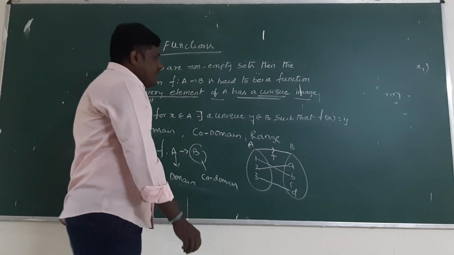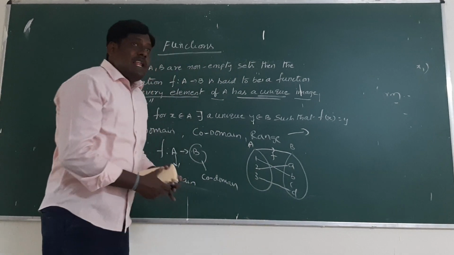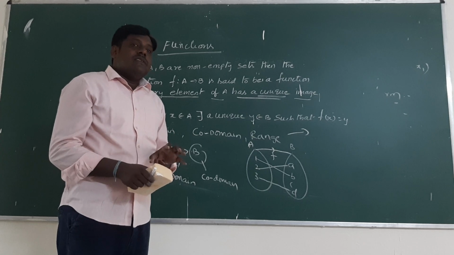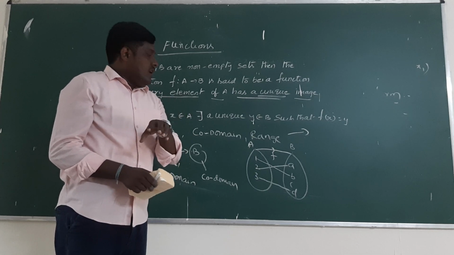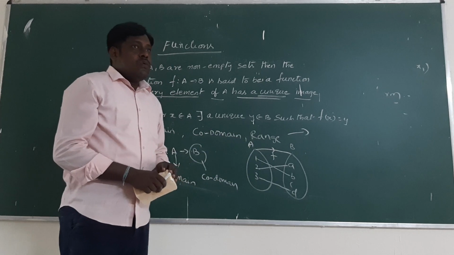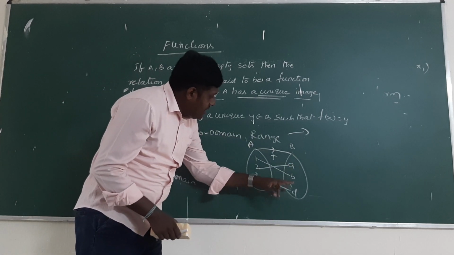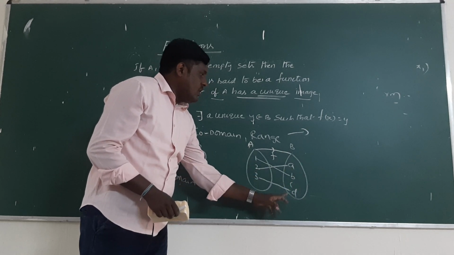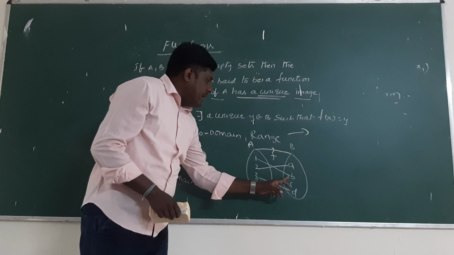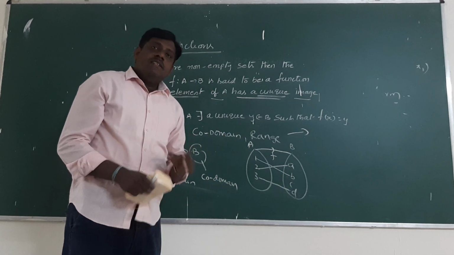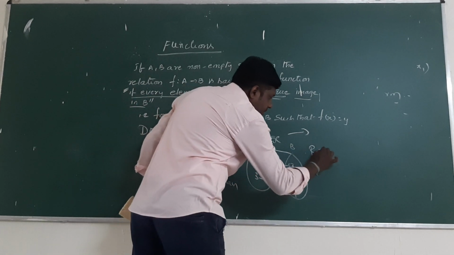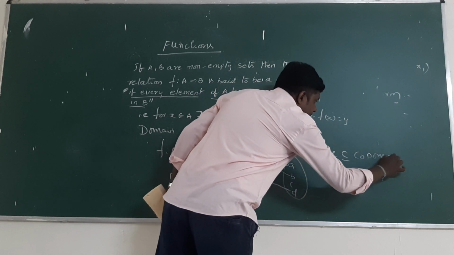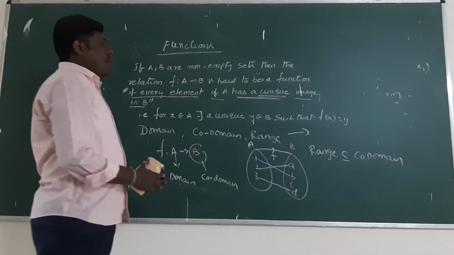And the range. Range is nothing but which elements are assigned in the set B. Which elements are mapping in the codomain? b, a, d. These three elements only are mapped in the set B. So here range is nothing but a, b, d. Range is a subset of the codomain.